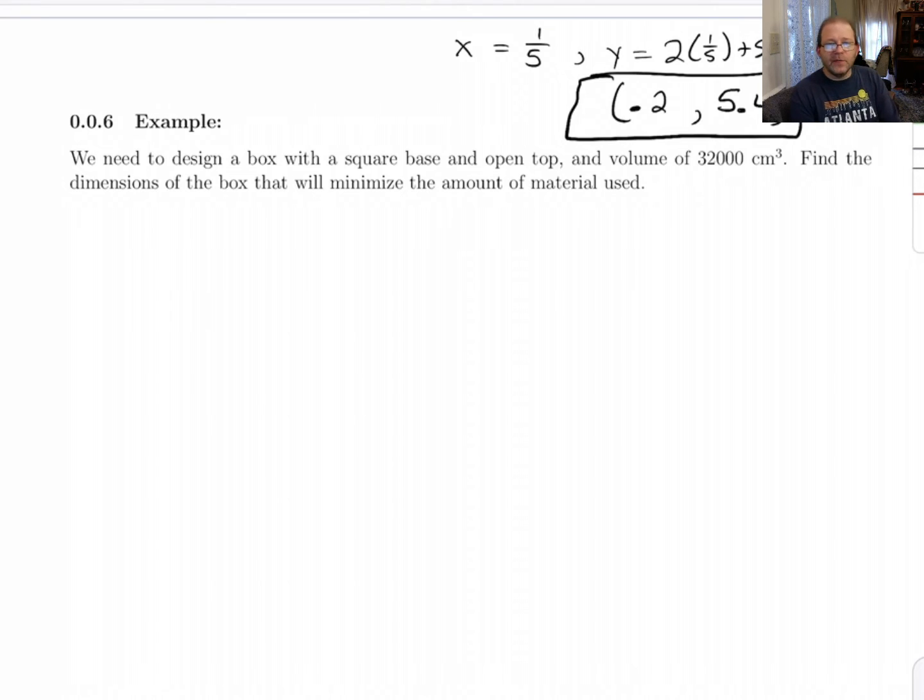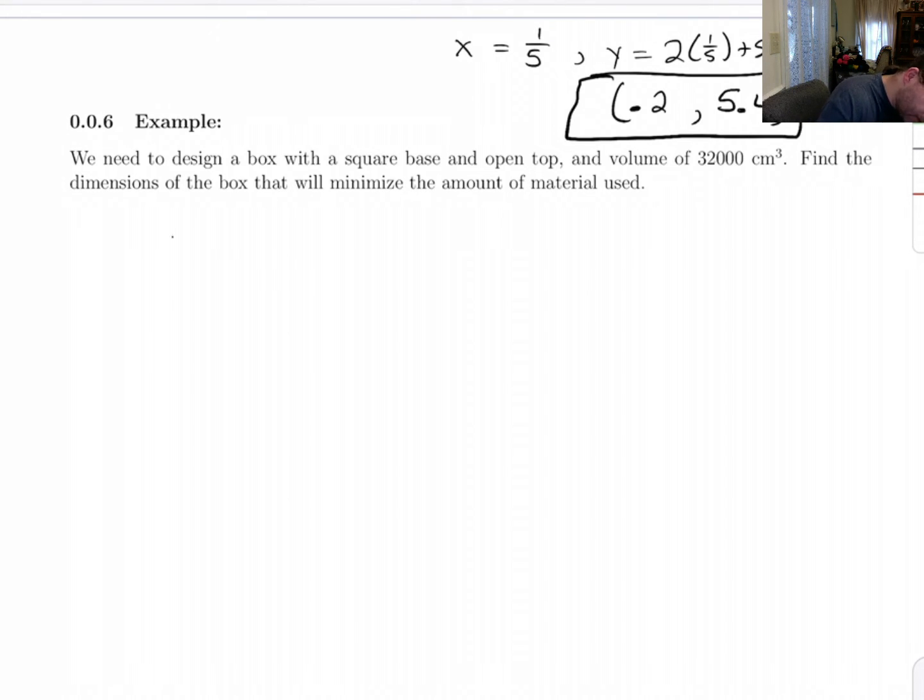So this is kind of like that first box problem, only in this case, instead of being specified that it has to be made using this amount of material, and we maximize the volume, in this case, we're given a volume we have to meet, and we're trying to use the minimum amount of material possible. And so, let's see.